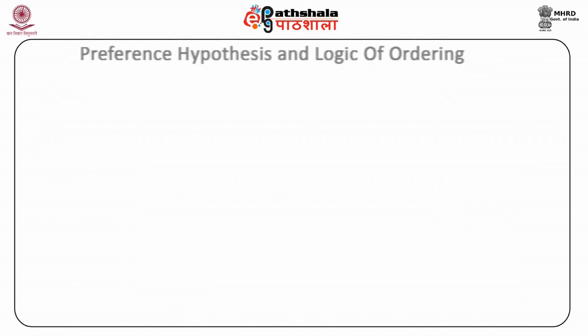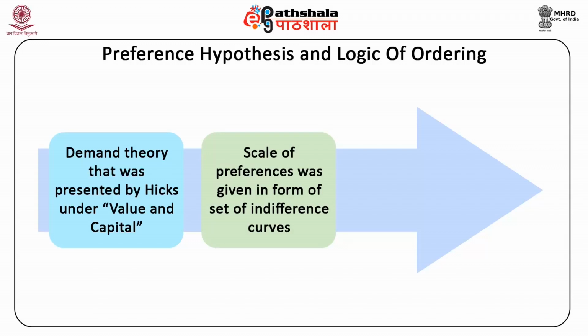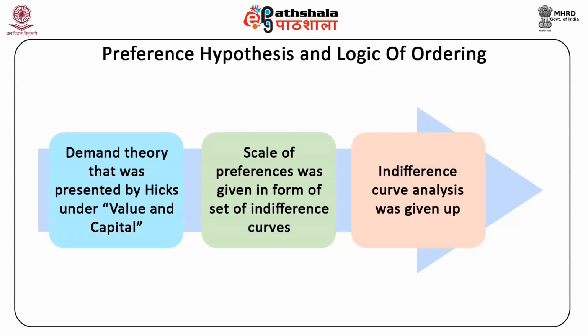We have seen that the demand theory presented by Hicks in Value and Capital was also based upon the preference hypothesis, but under Value and Capital, the scale of preferences was given in the form of a set of indifference curves. Indifference curve analysis was given up in the revision of demand theory because of its disadvantages.